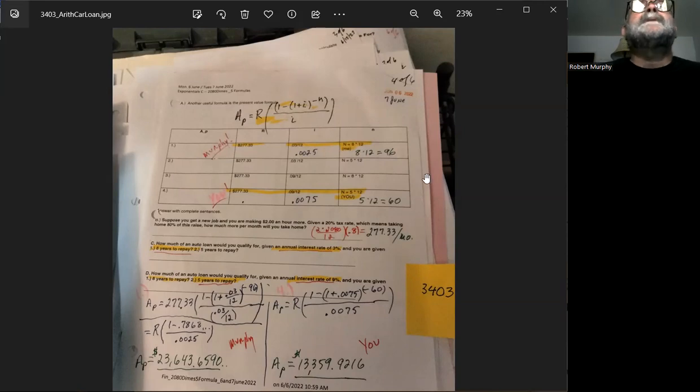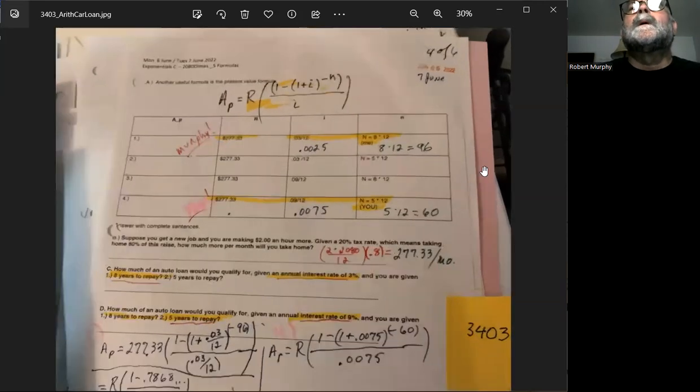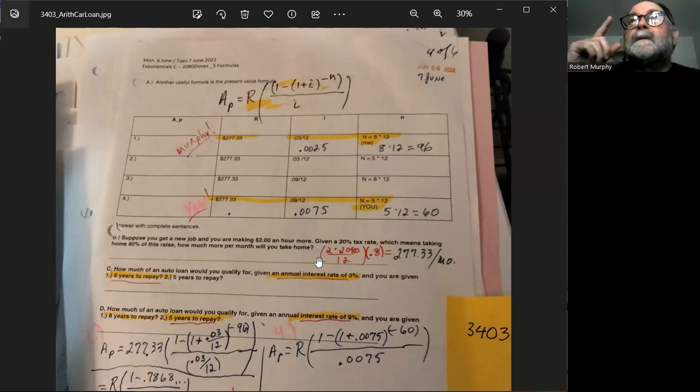Well, $277 is right down here. I got a $2 an hour raise. I get paid every Friday, right? So that's 40 hours a week. 2 times 40 is 80 bucks more a week. Times 52 weeks, so 40 times 52 is 2,080, times 2.